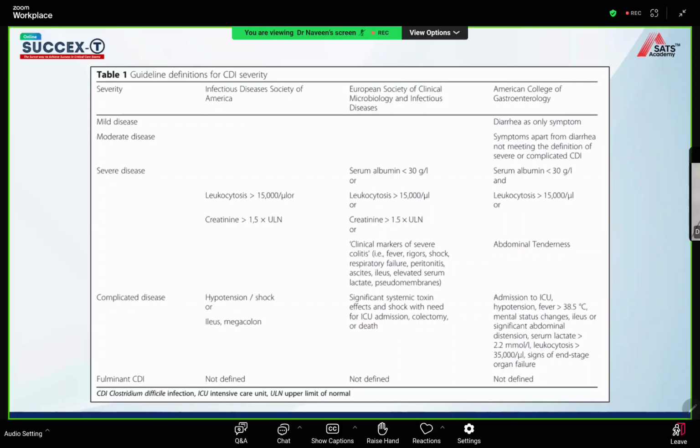And when you tell a patient they have complicated or fulminant disease, it is when C. diff causes hypotension, shock, and organ problems in the form of megacolon or ileus, or a rise in the lactate level, or a rise in leukocytes more than 35,000, and increasing end organ dysfunction in the form of multiple organ failure. Then you call it complicated C. diff. Some people use complicated and fulminant C. diff as synonymous because the management is going to be preferably the same.